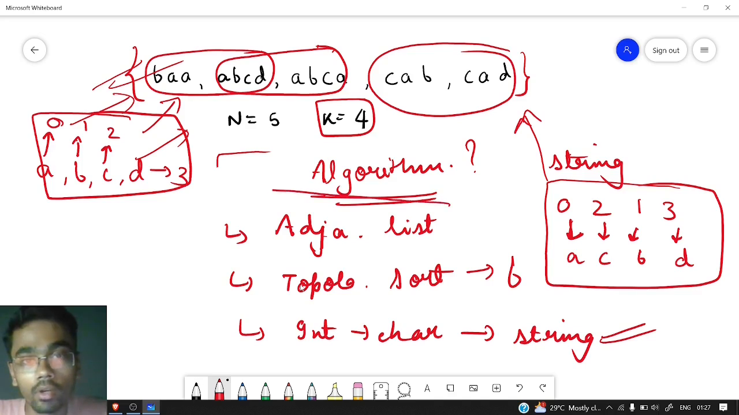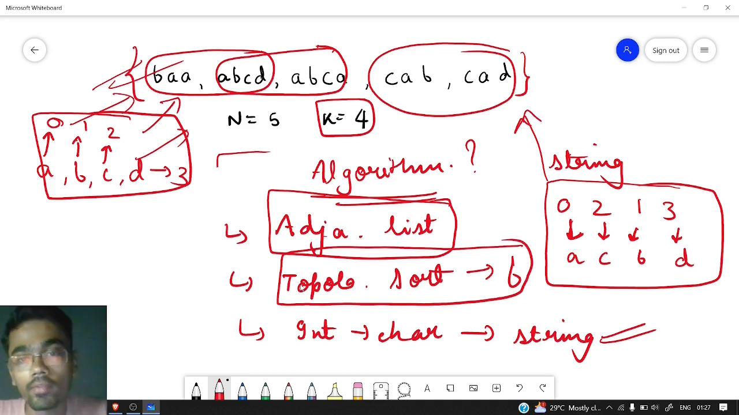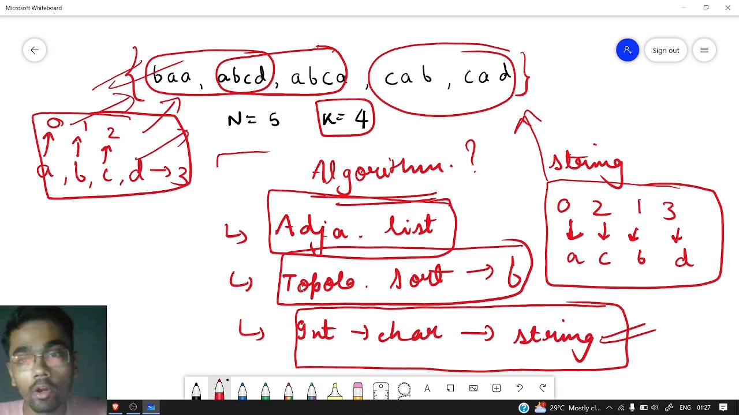First we will make the adjacency list, and then for that adjacency list we will apply the topological sort and find out the valid order. After figuring out the valid order in integer format, we will convert it into characters, then into a string, and return that string. So let us see the code now and understand in a better way how we can apply this algorithm.